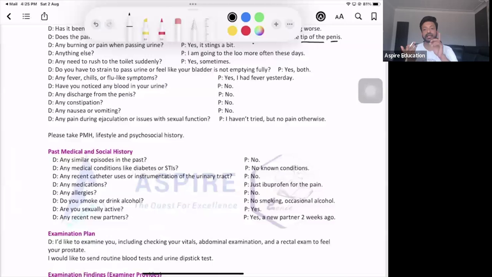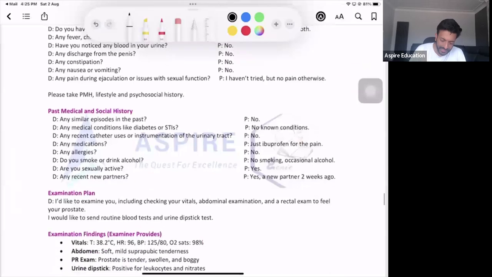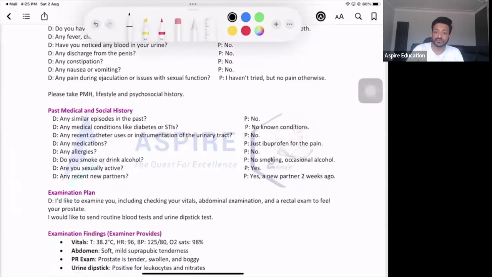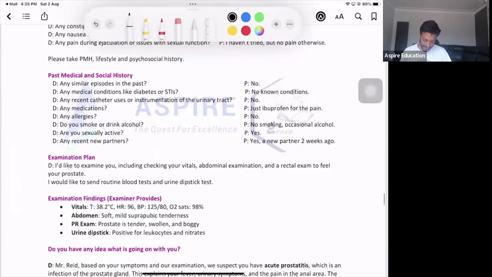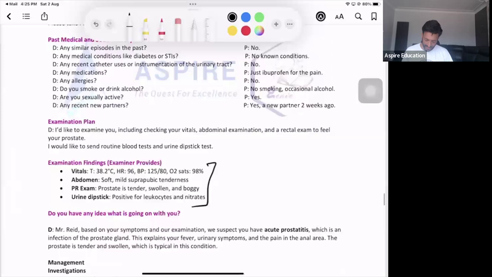And as I said, UTI, STI, diarrhea, constipation, these are the main important questions for differentials that you're going to ask. When you examine, I would like to do a general physical examination and check your vitals. What else would you like to do? Maybe a digital rectal examination, routine blood tests, and a urine dipstick test to see if there is an infection, right?